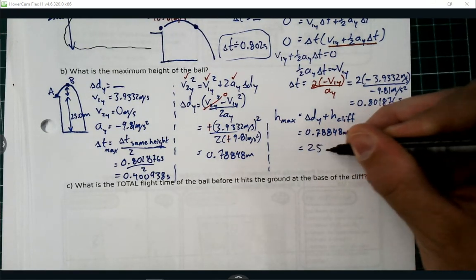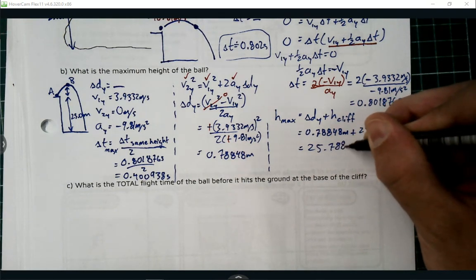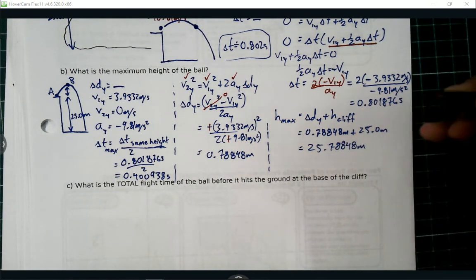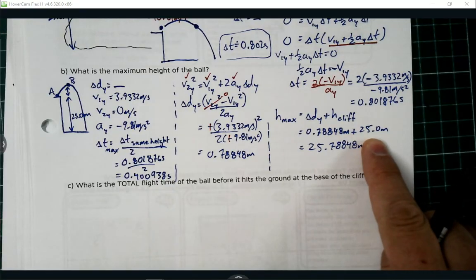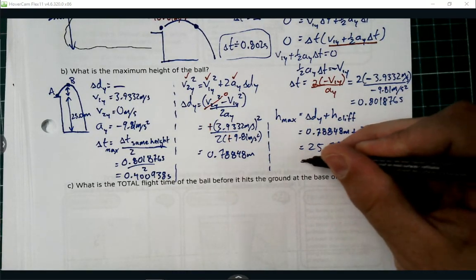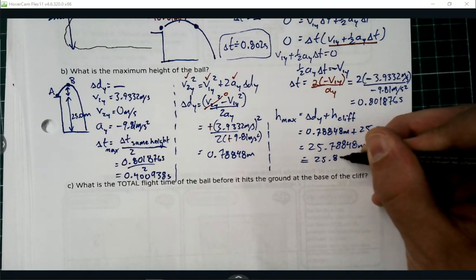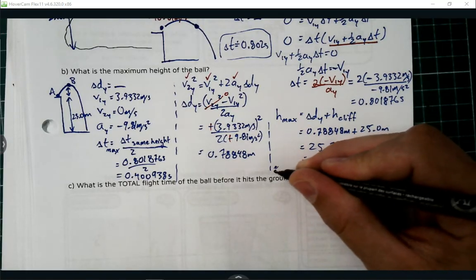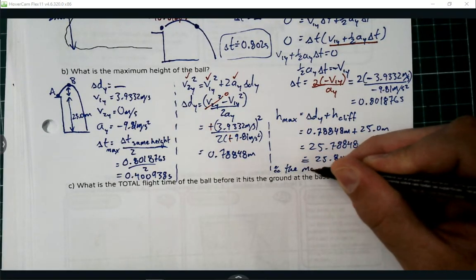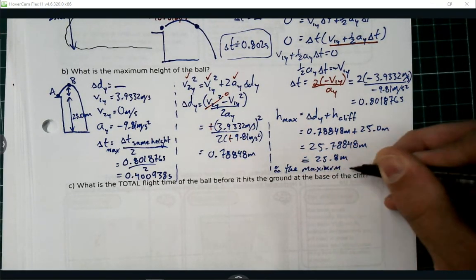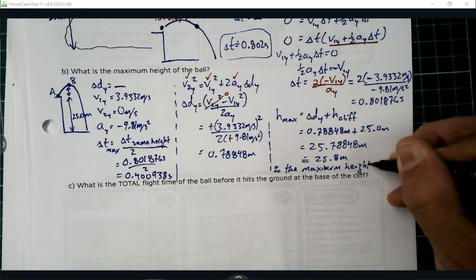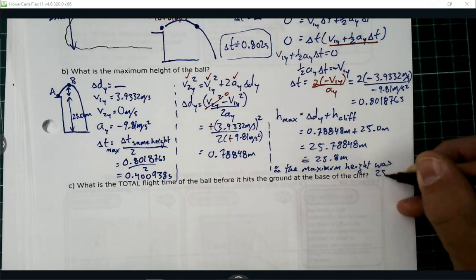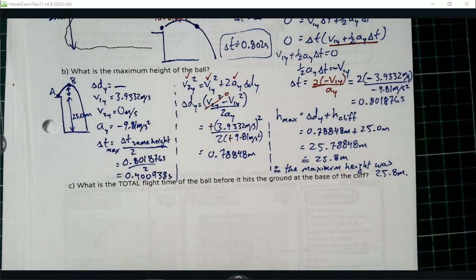Anyway, we get 25.7884 meters. And I think, oh shucks, this was straight up addition, isn't it just 1 decimal place? So I got to round this off nicely to 25.8 meters. Maximum height above the ground is 25.8 meters. So therefore, the maximum height was 25.8 meters above the ground.